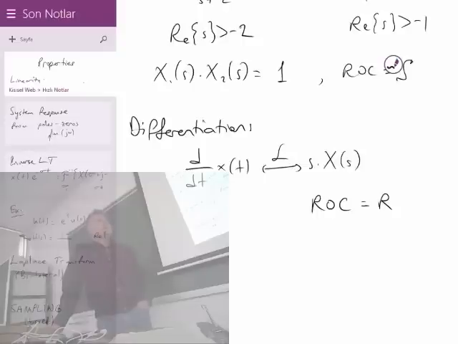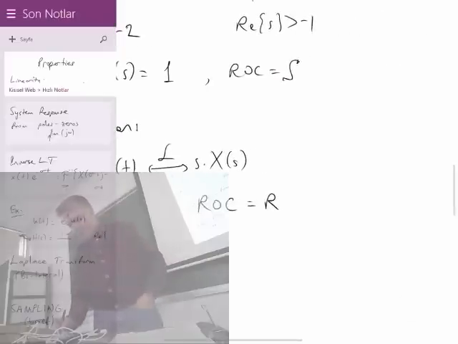a zero at S is equal to zero. So if there is a pole at S is equal to zero, that may be cancelled. But it is the only case where this may happen. You may just cancel a pole at S is equal to zero. So if your original X of S is something like this, 1 over S squared plus S. So 1 over S times S plus 1 in other words. Then that 1 over S term will cancel. So yes, it is the same almost always.